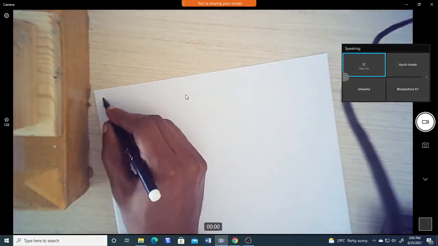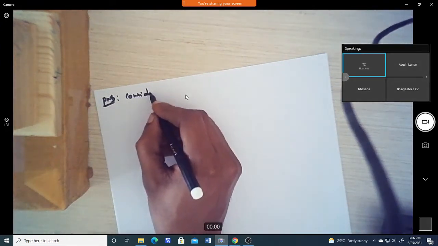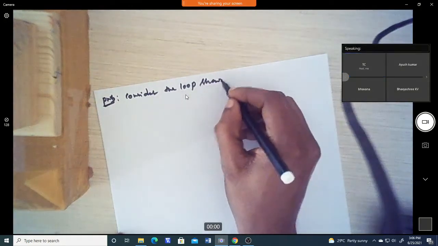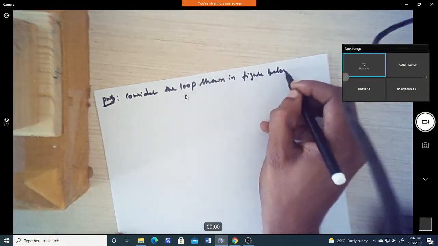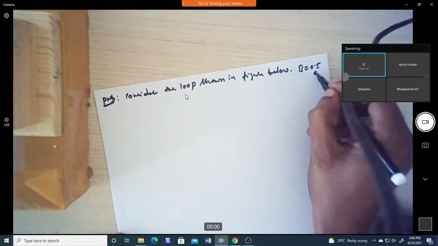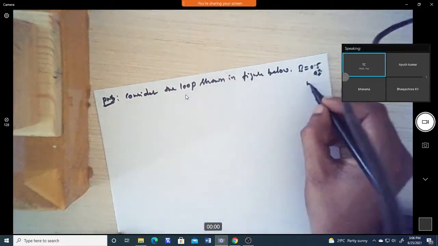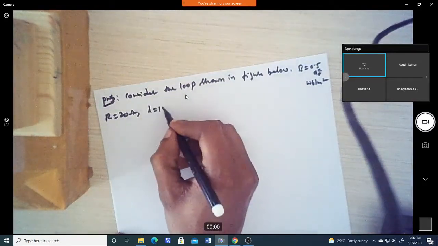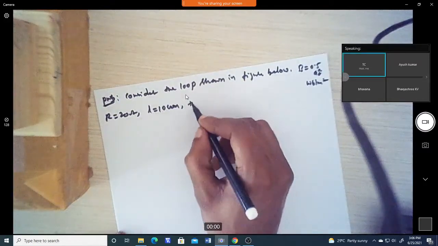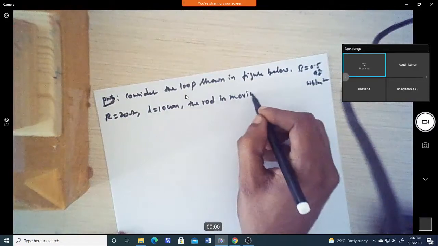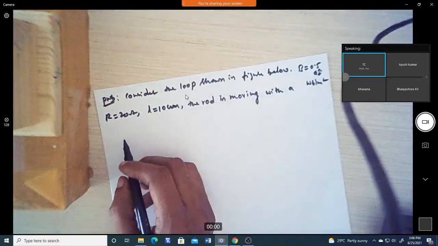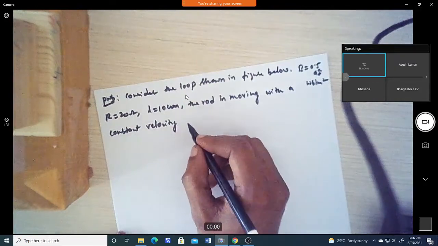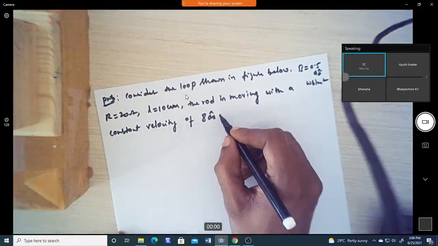Okay, so take this problem. Consider the loop shown in the figure below, where we have B equal to 0.5 aZ Weber per meter square, R equal to 20 ohm and L equal to 10 centimeter, and the rod is moving with a constant velocity of 8 aX, that is in the X direction, meter per second.